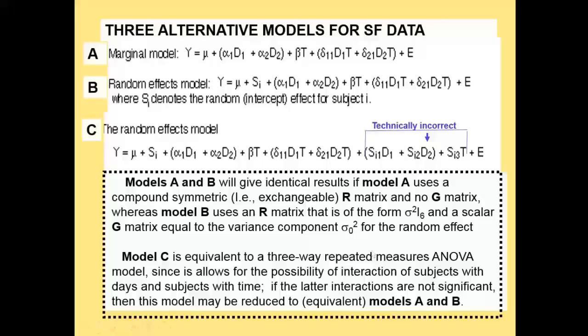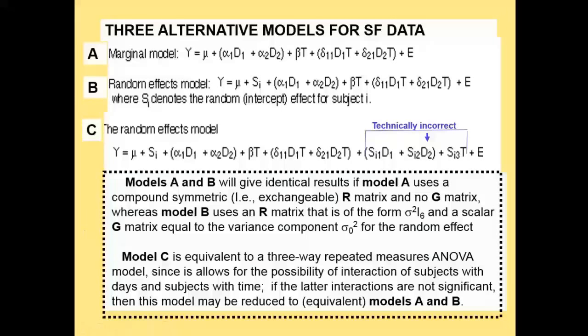So what am I effectively saying by this model? What am I doing with this model that I'm not doing in the other models? Well, there's a technical issue here, but basically I'm now thinking of subjects as another factor, in addition to days and time. Maybe there's a random effect of subjects, but maybe there's an interaction of subjects with day, maybe an interaction of subjects with time.